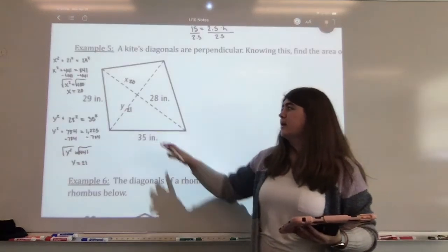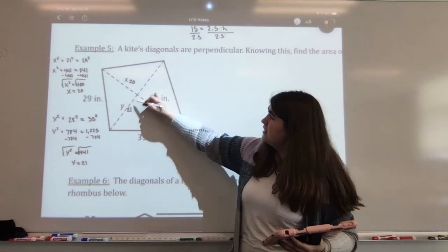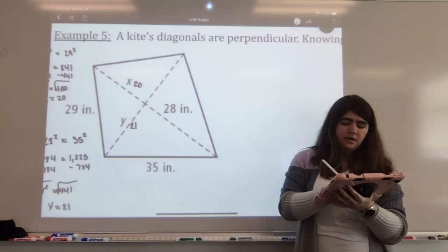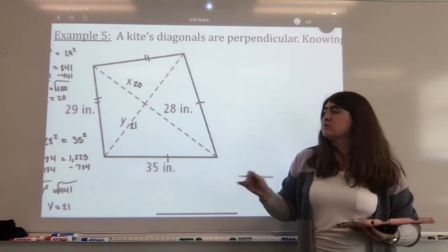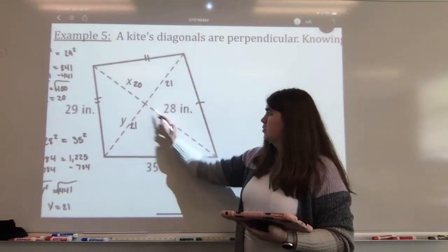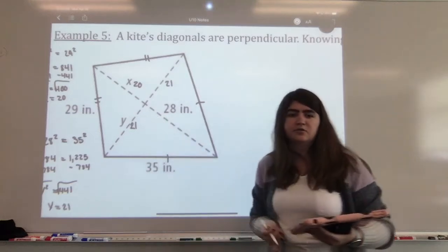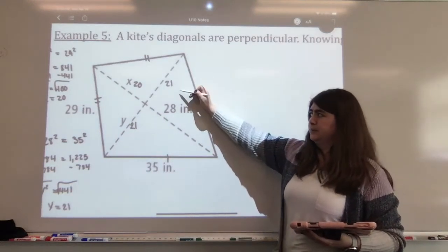Okay, so now we found x and y, but you might notice that there's actually a piece that we're missing still, but because kites have two sets of congruent sides, we know these triangles are congruent. And this is 28 in both pieces, and these are both 90-degree angles, so we have two congruent triangles. So this has to be 21.